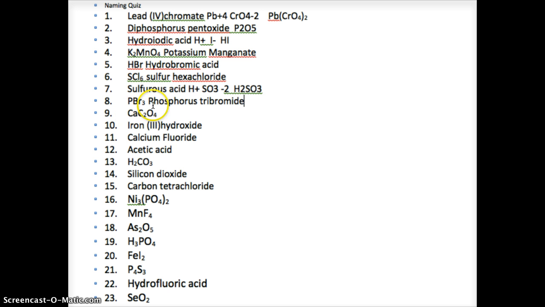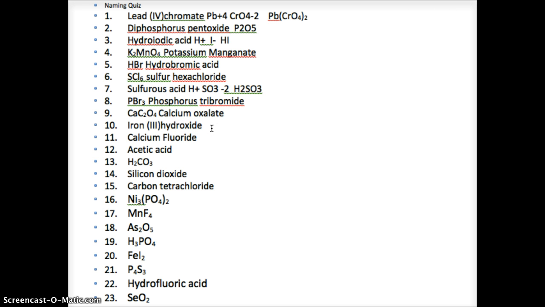All right, CaC2O4. So notice there's more than 2 capital letters. So we've got a polyatomic somewhere. So this is going to be a metal. So we name this ionically. So we've got calcium for the first substance, and C2O4 is oxalate. Nobody needs Roman numerals. We're done.